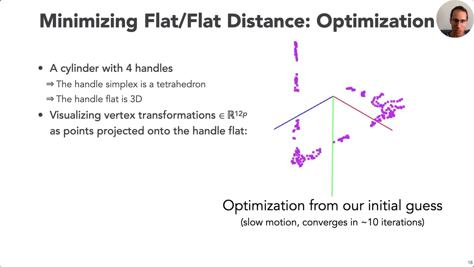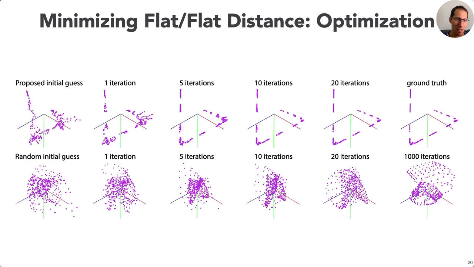And so this is sort of in slow motion because it converges in about 10 iterations. So that's very nice. And we can see here that these points end up forming the edges of a tetrahedron, which is correct in the case of this cylinder. Each vertex is a combination of only two of the handles. So that's what we see. We see all the transformations end up associated with edges of a tetrahedron. We see our proposed initial guess and this random initial guess, and after 1, 5, 10, and 20 iterations, our proposed initial guess does very well, and a random initial guess does not do very well.